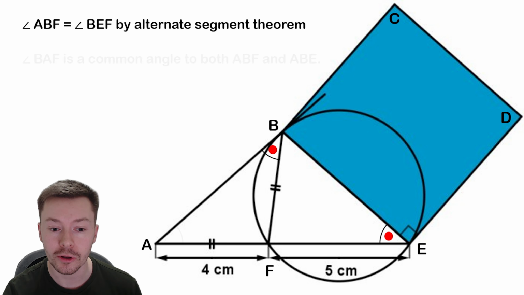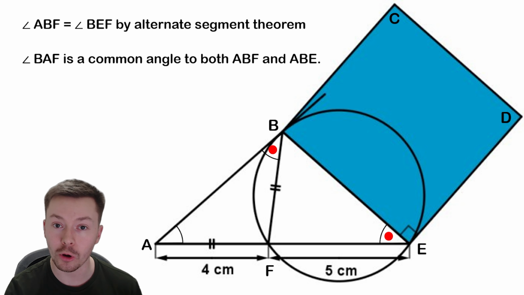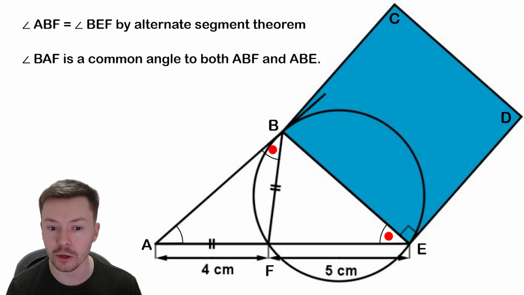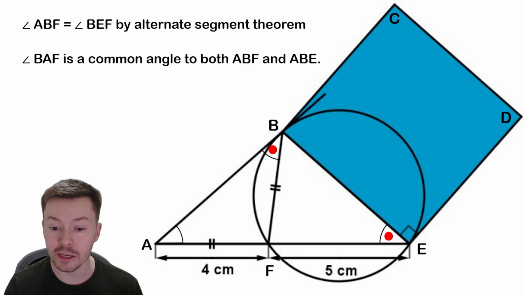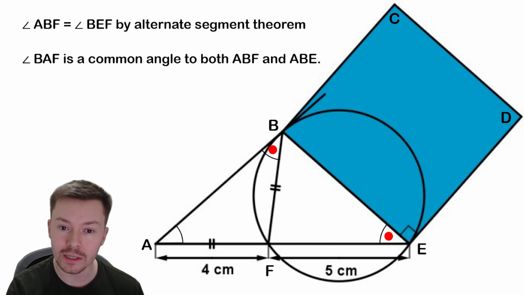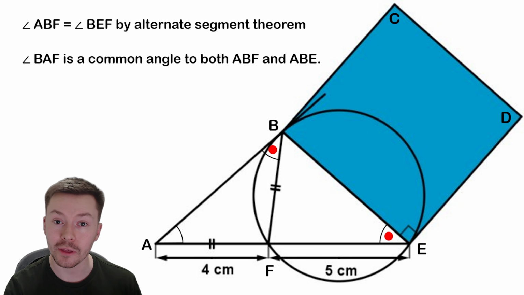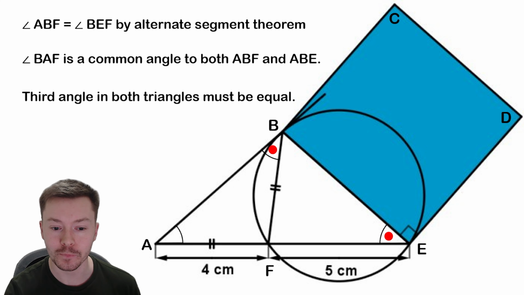We then have that angle BAF, or BAE, is common to both triangles ABF and ABE. So that's a common angle to the smaller left-hand triangle and the larger ABE triangle, both the smaller triangles put together. Now what that means is, because those two triangles have two of the same angles, the third angle in both of those triangles must be the same.